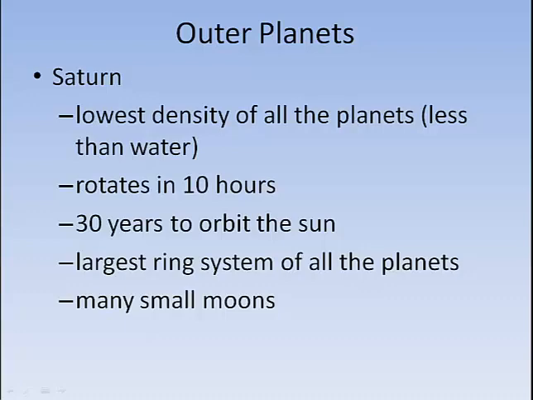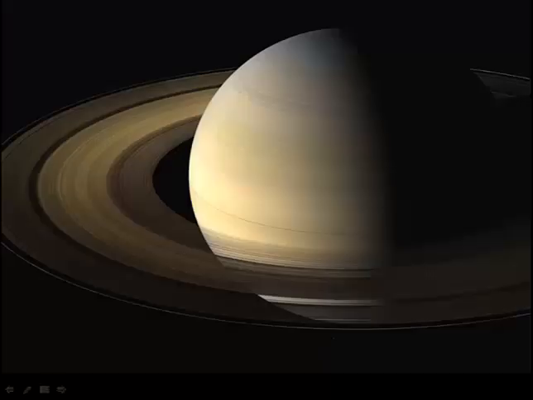The interesting thing about Saturn, besides its density, is it has the largest ring system of all the planets. All the outer planets have rings, but none of them can compare to Saturn. And of course, Saturn, being an outer planet, has dozens and dozens of moons.